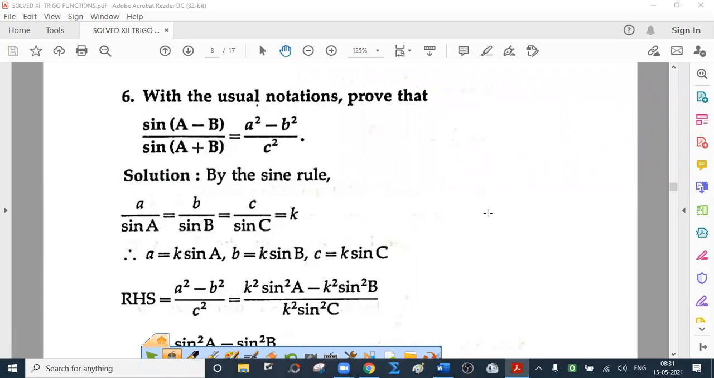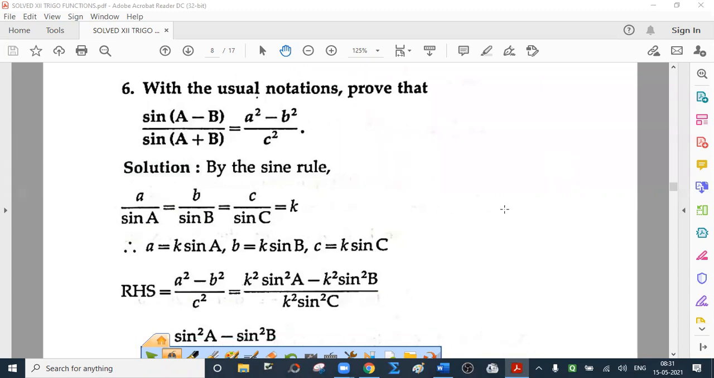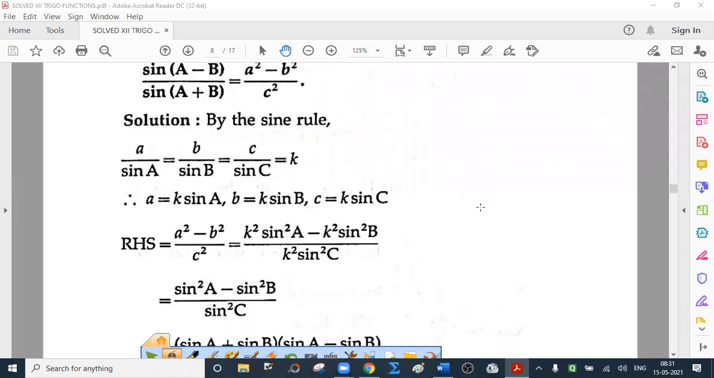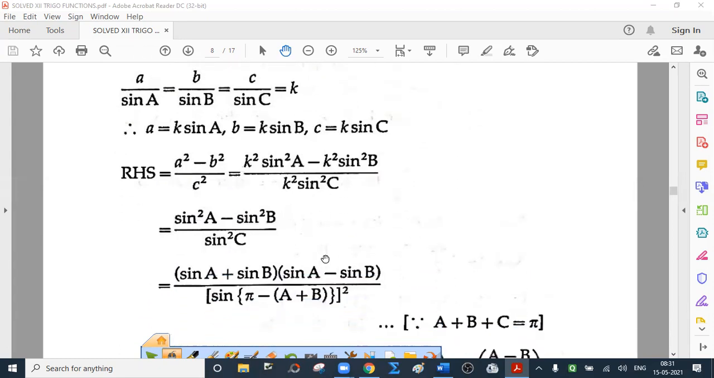With the usual notation, prove that sine of a minus b upon sine of a plus b is a square minus b square upon c square. By sine rule, a upon sine a equals b upon sine b equals c upon sine c. It is k. So a is k sine a, b is k sine b, c is k sine c. So RHS is now a square minus b square upon c square. So k square sine square a minus k square sine square b upon k square sine square c.